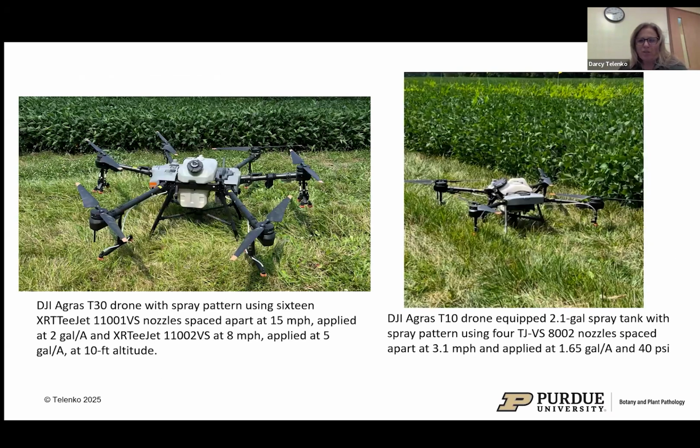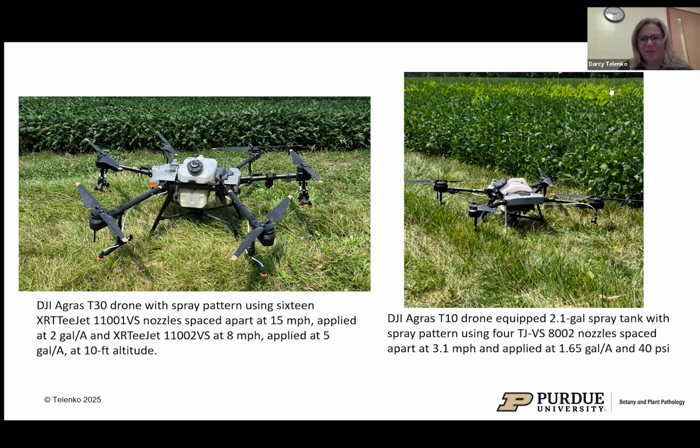Again, these are the 2 drones that we've been using here in Indiana, and I know they're switching to different drones that have the atomizers, but right now, these ones had nozzles on them. So that T30 had 16 nozzles on it that sprayed at our main farms. And then the T10 had 4 nozzles on that one.